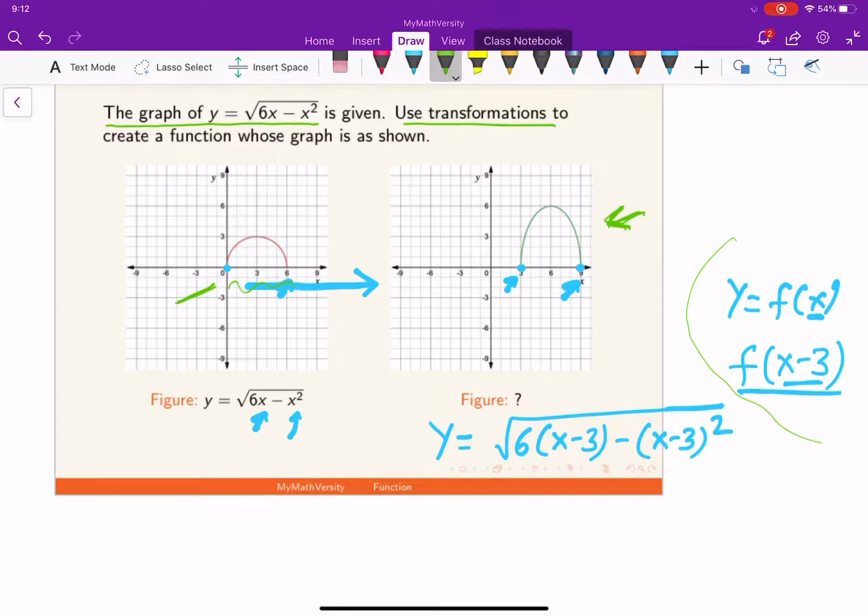Okay, but are we done? No. This given curve is not only shifted 3 units to the right side, the shape of the curve doesn't look similar. What has been done here? Can you observe that fact?